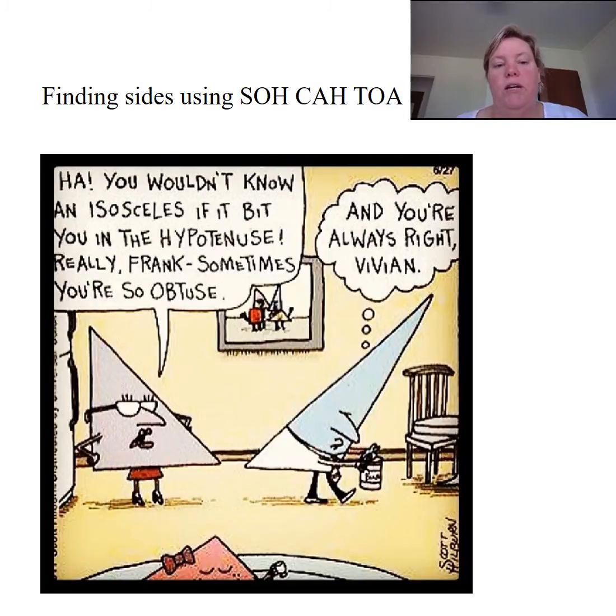So I put a wee cartoon here. I thought it was quite funny. By now you've probably read it and you're going, oh, Miss Wilson, your humor is so sad. All right. Okay, so let's get going here.